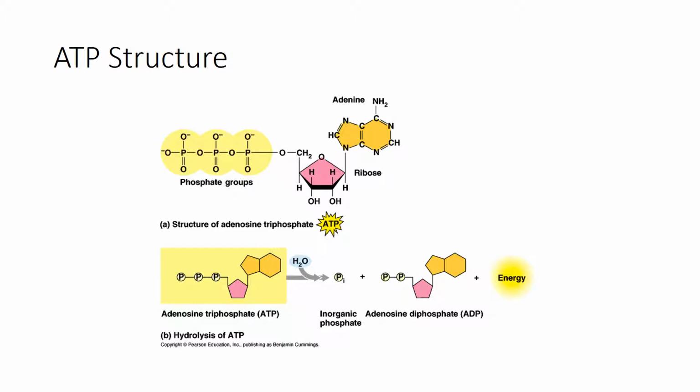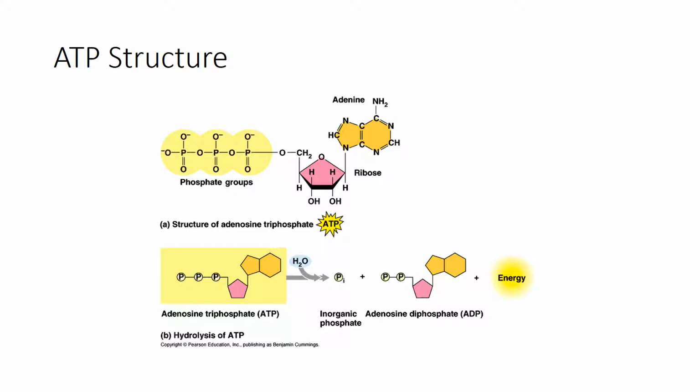I do also want to point out that not only is there adenine triphosphate, there's guanine triphosphate, cytosine triphosphate, uracil triphosphate in RNA, and of course thymine triphosphate, which is found in DNA only.